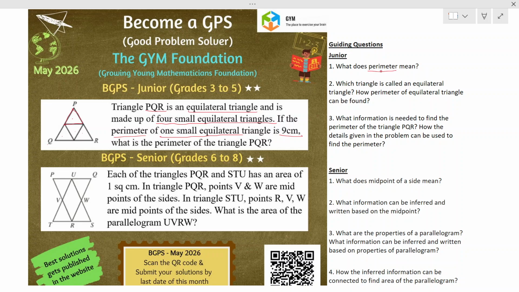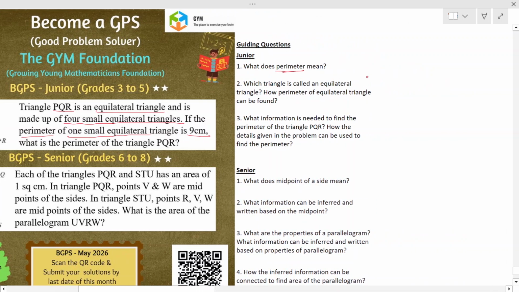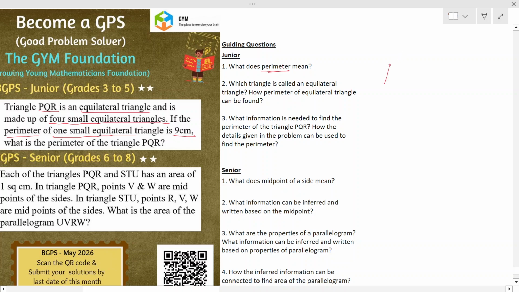What does perimeter mean? The perimeter of any shape is the distance covered on the outer side of the shape. For example, if it is a triangle which has three sides, side lengths 1, 2 and 3, the perimeter is the sum of the distance from this point to here, which is side 1, then the second side, and the third side. So perimeter is basically the boundary line or the outer distance of a closed polygon.